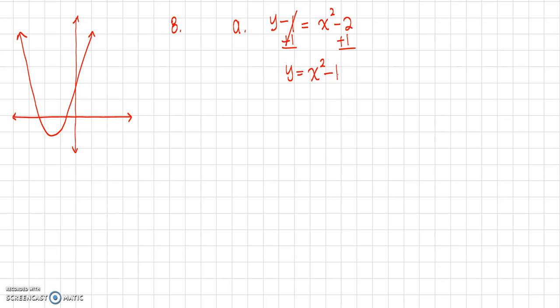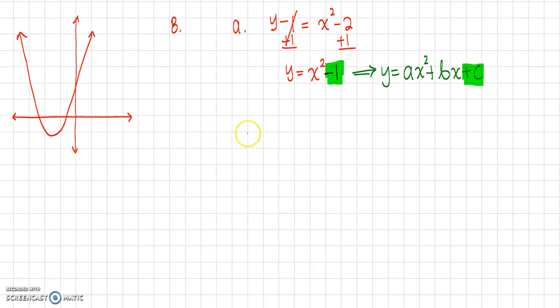What this tells us, when an equation is in standard form, like this here, y equals ax squared plus bx plus c, the constant in the equation is the y-intercept. So this means that our y-intercept is negative 1, which is not true according to this graph. If the equation was y equals x squared minus 1, then this parabola would cross the y-axis right there at negative 1, and it doesn't. So it can't be A.